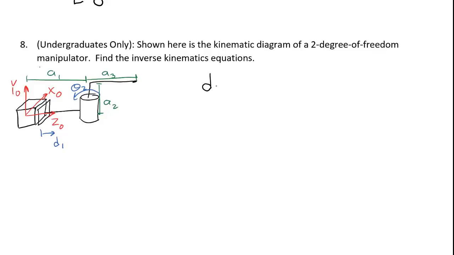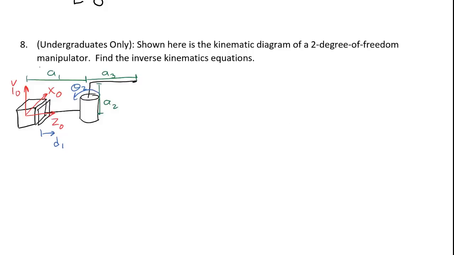So I need to end up with one equation that says d1 equals something something something, and theta 2 equals something something something. The right-hand side of this equation can only have things that are known. The things that are known are the link lengths and the position of the end effector in the base frame. The way that we get these two equations is by looking at the manipulator in either the top view or the side view, or sometimes both views.